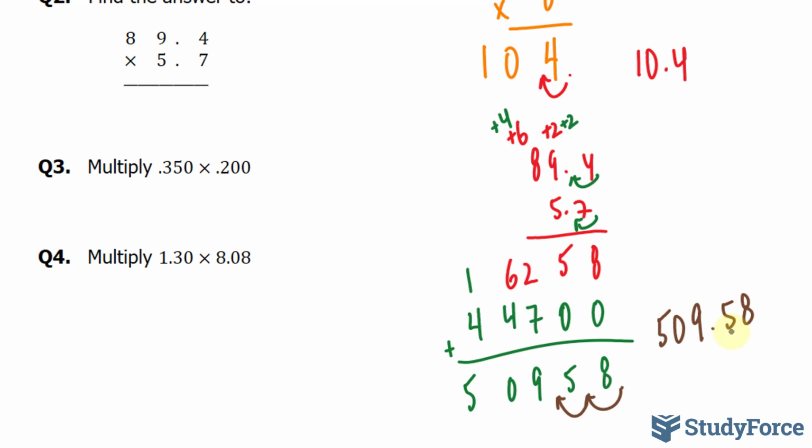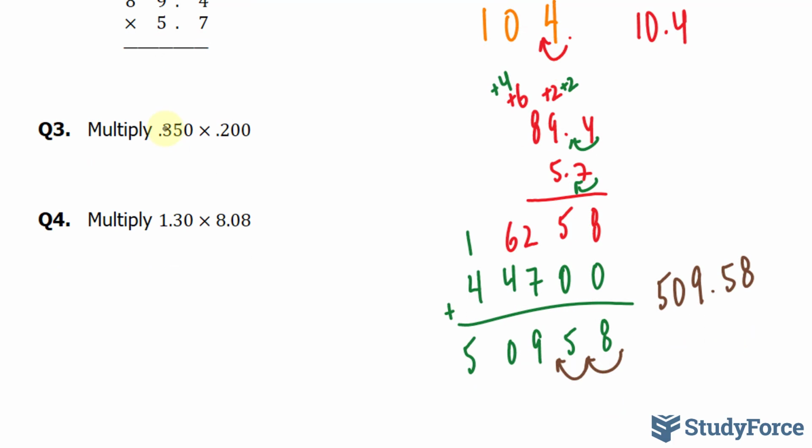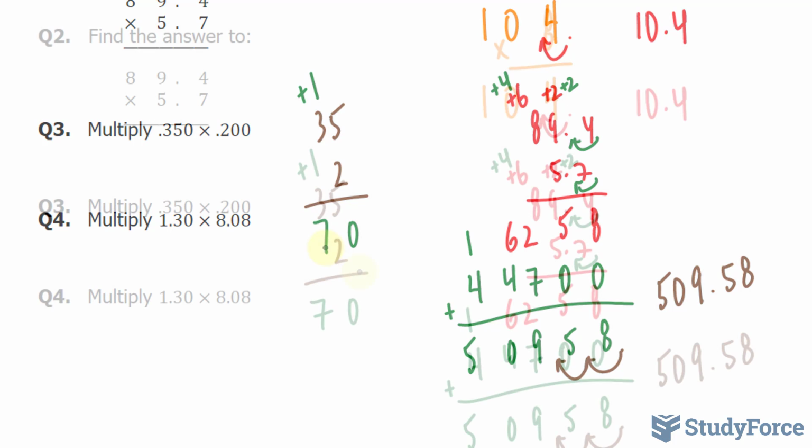The question asks us to multiply decimal 350 with decimal 200. To do this question, I'll take 35 and multiply it to 2. And I'll pretend that we weren't working with decimals. 2 times 5 is 10. Carry a 1. 2 times 3 is 6, plus 1 is 7.